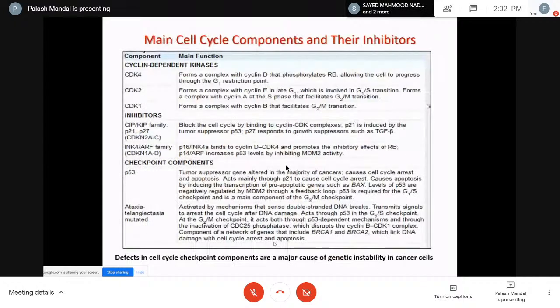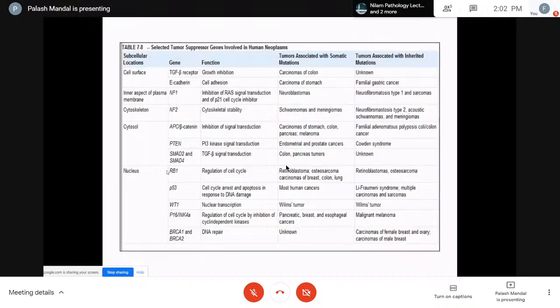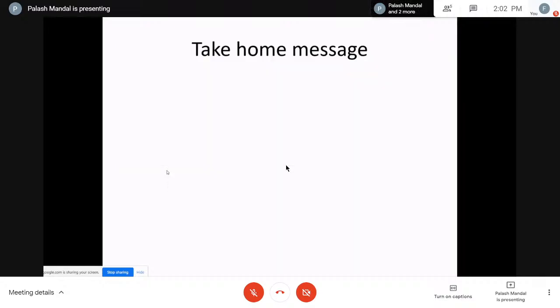So this is the list again given in Robbins. The list of CDKs and their inhibitors, and there are some checkpoints. A very important checkpoint is a tumor suppressor gene called P53. We will discuss P53 in our next lecture class. This is a list of tumor suppressor genes, but we will discuss it in the next class.